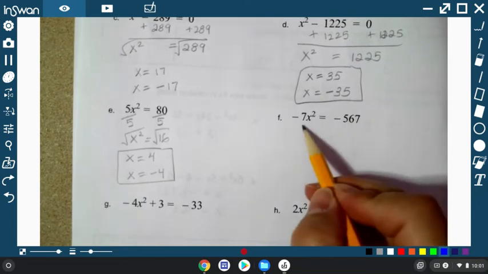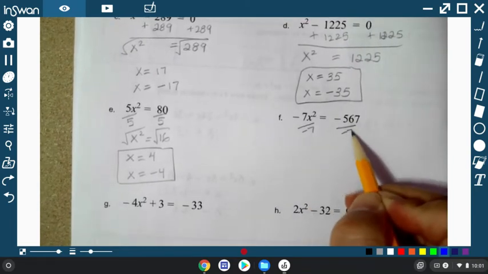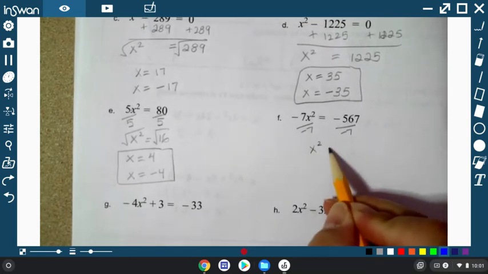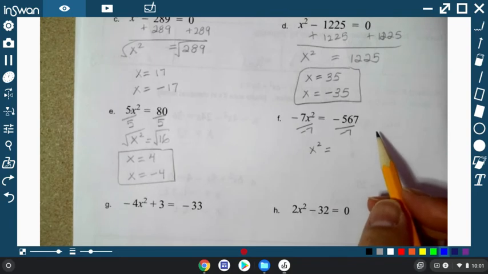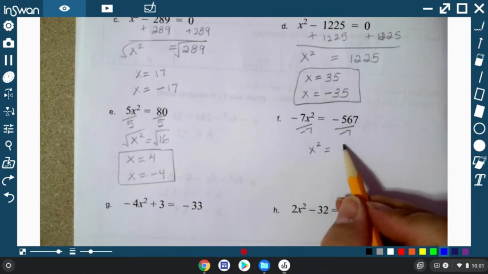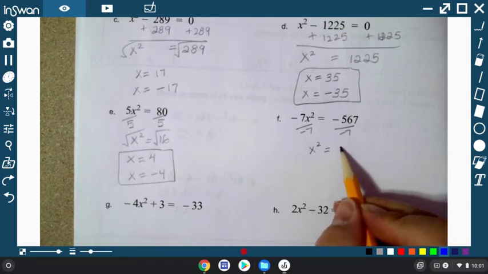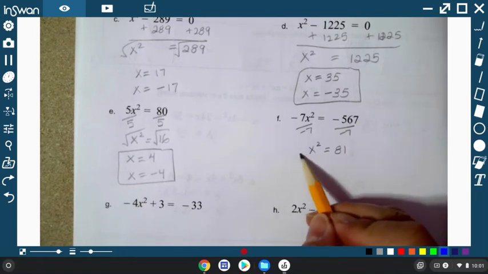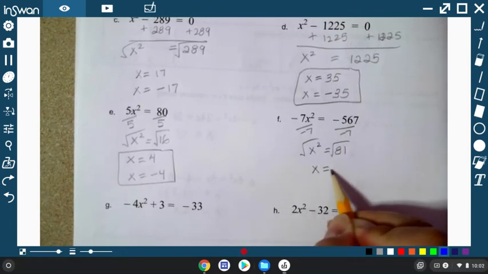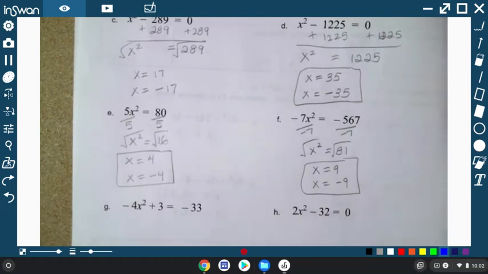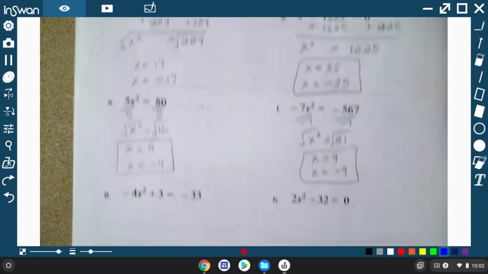Okay? All right, divide by negative 7. I know negative divided by negative will be positive. Okay? And x squared equals, and try with your calculator. Double check me, please. I believe this would be, any guesses? 81. All right, and then square root. So x equals 9, x equals negative 9. 2 solutions. All right, the next few ones are going to be some combination steps.